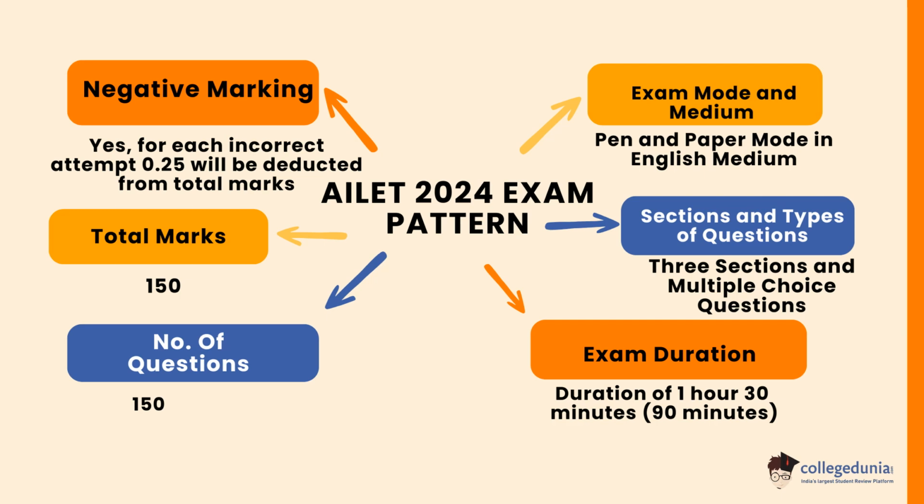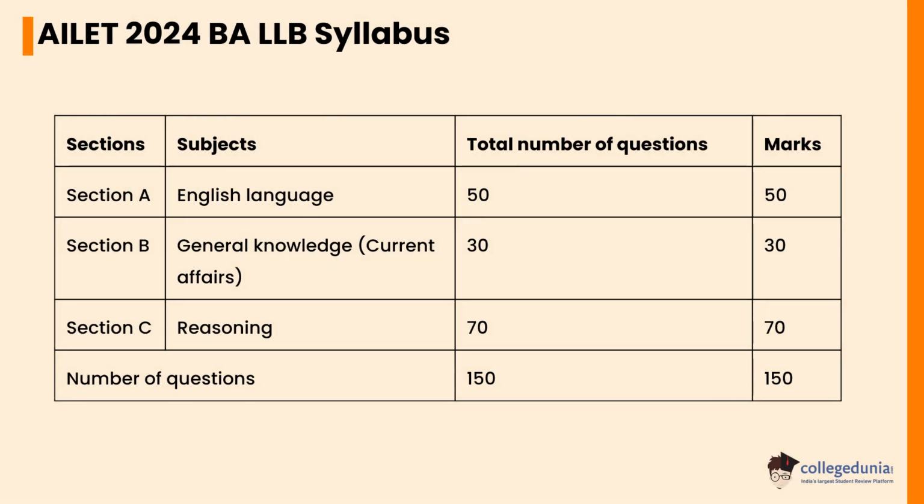Let's check the AILET 2024 BA syllabus. In section A, English language consists of 50 questions with total marks of 50. In section B, general knowledge consists of 30 questions with total marks of 30. In section C, reasoning consists of 70 questions with total marks of 70.